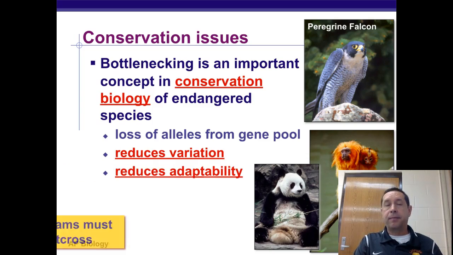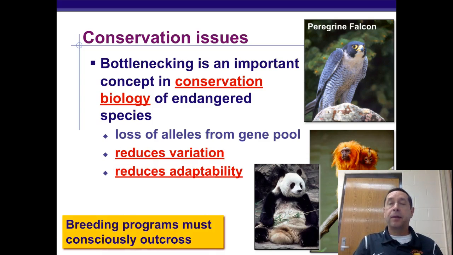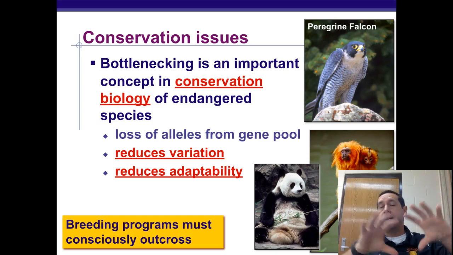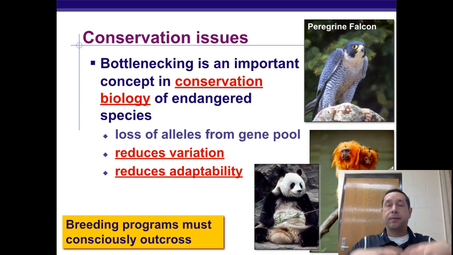It reduces variability and reduces the ability to adapt. So even when species come off the endangered species list because their numbers have come up, it's still important to provide some protection for them, because if something happens to their environment, they're less likely to be able to adapt and more likely for their population size to drop dramatically. So when we have breeding programs, we try to take different groups and interbreed them to generate some variability in the offspring.